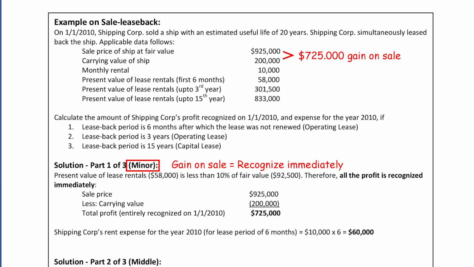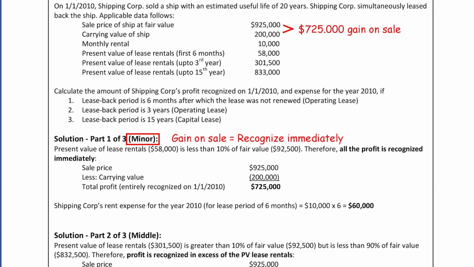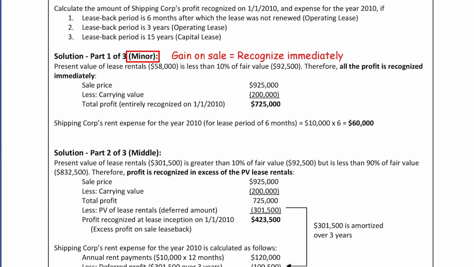Now the next case, we're looking at leaseback period 3 years, where the present value of the lease rentals calculates to be $301,500. Now this is more than 10%, more than $92,500, but less than 90% of the fair value, which calculates to $832,500. So this one is classified as a middle sale leaseback. Put a box for middle and write gain on sale equals defer up to present value of lease payments. So the gain on sale of $725,000 is deferred up to $301,500. The balance is recognized immediately.